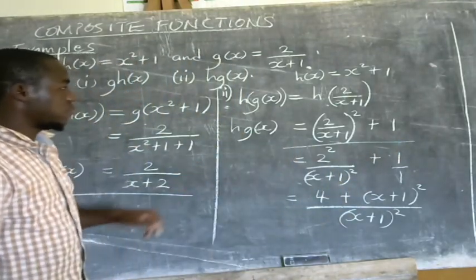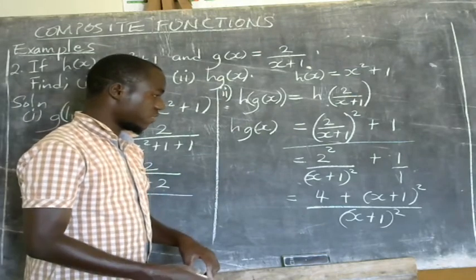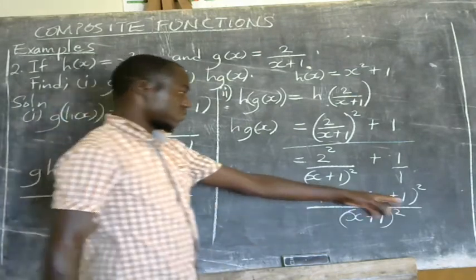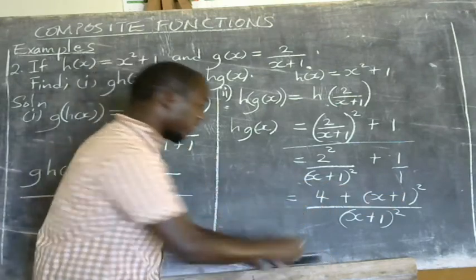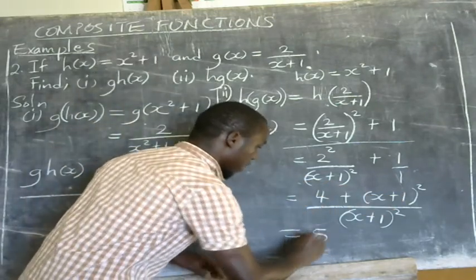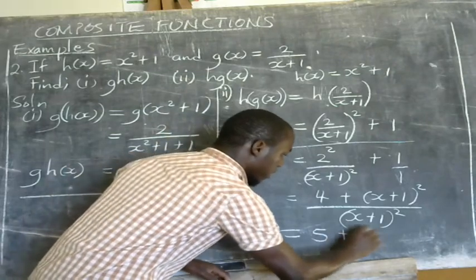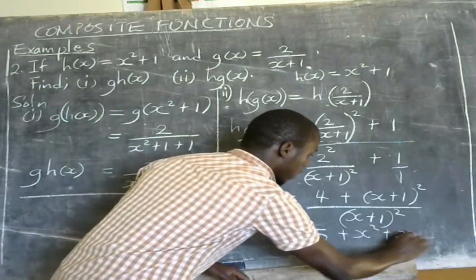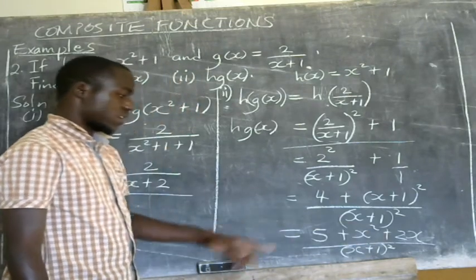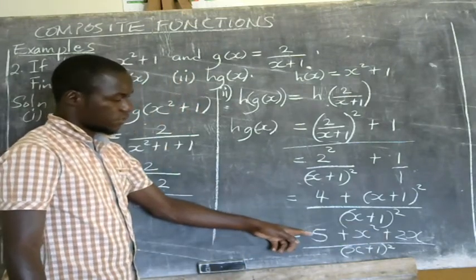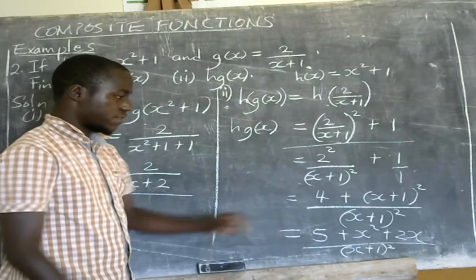stop there if you have not been told to simplify further, because here there is going to be a 1 which will add to this one to have a 5, then plus x squared plus the 2x, then divided by the x plus 1, then in brackets squared. So the final simplification is that one there.